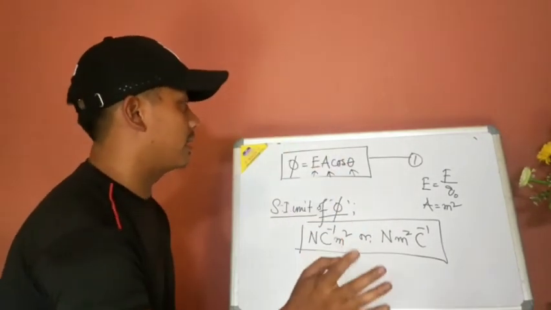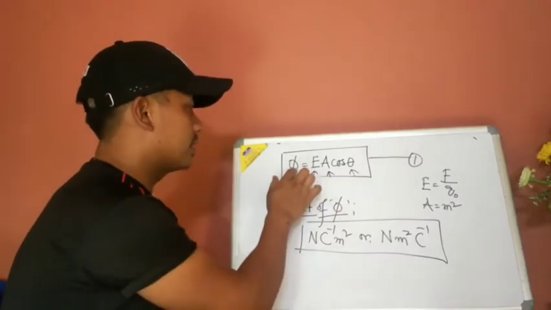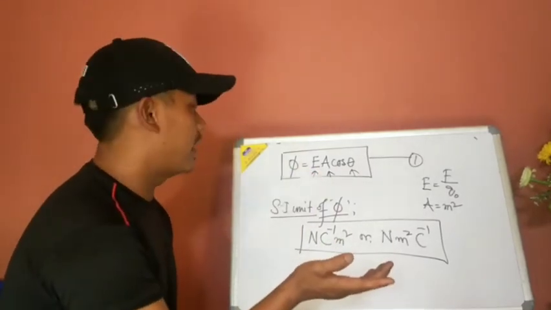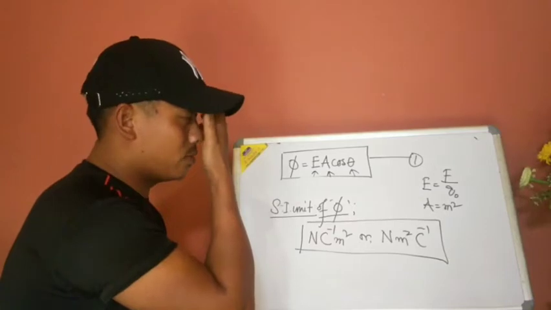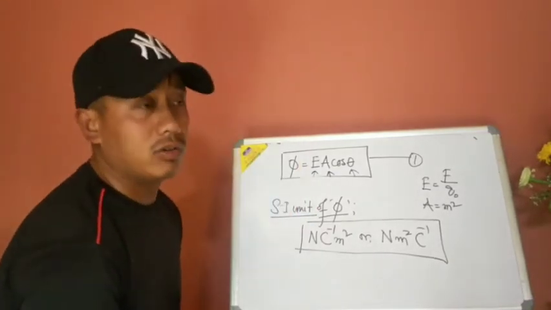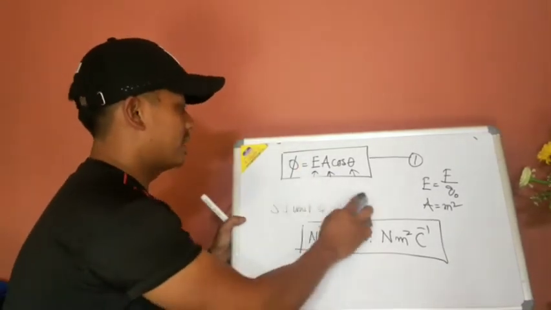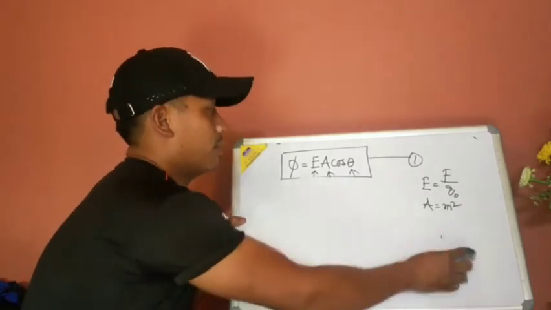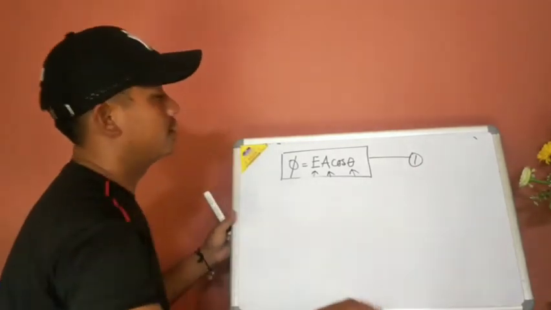Theta is 0, cos 0 is 1, and under that condition phi will be maximum. When theta is 90 degrees, cos 90 is 0, and under that condition phi will be minimum. Let us see the situation.